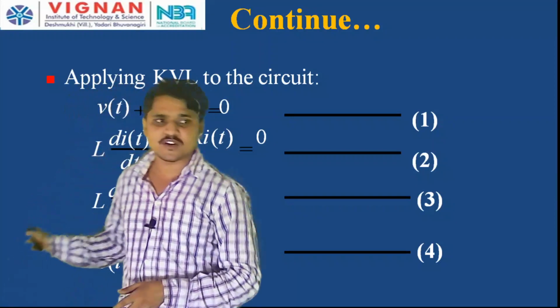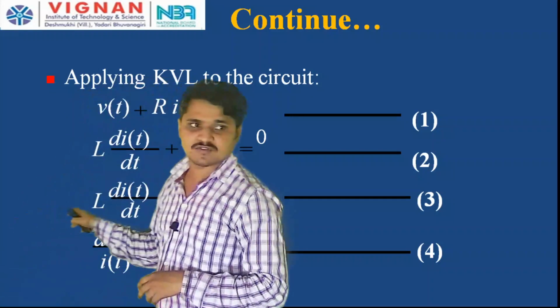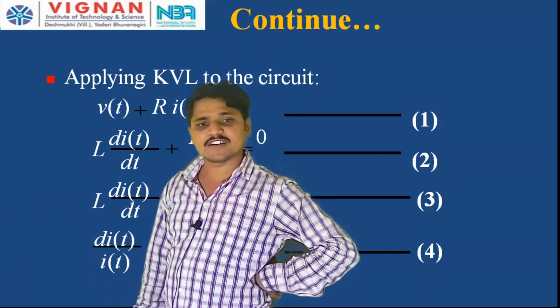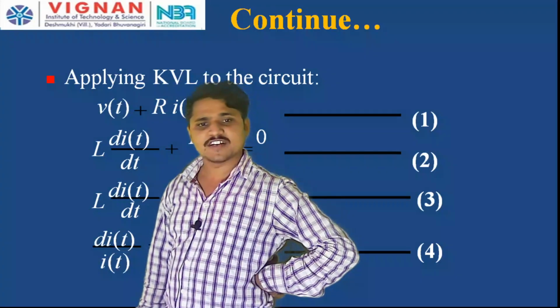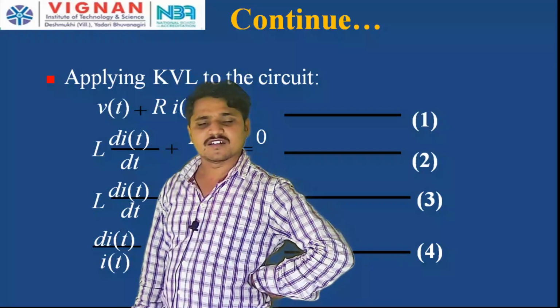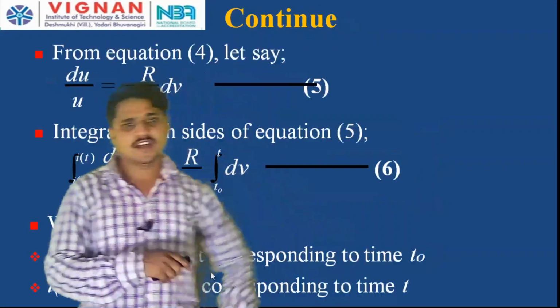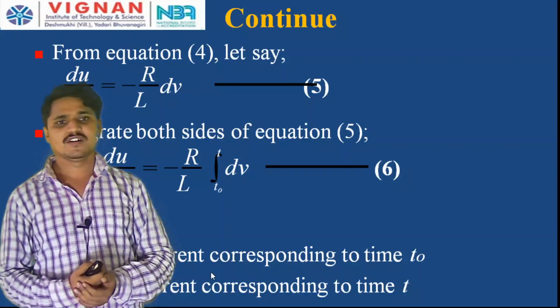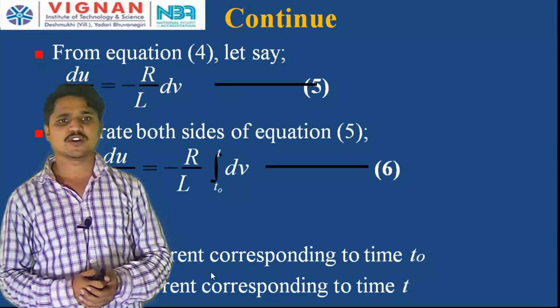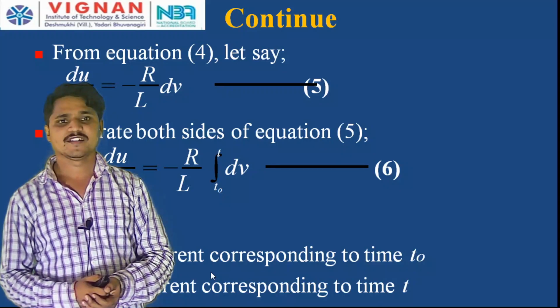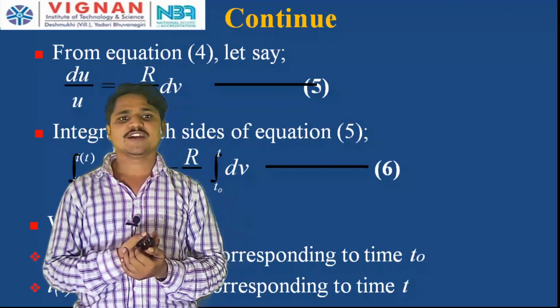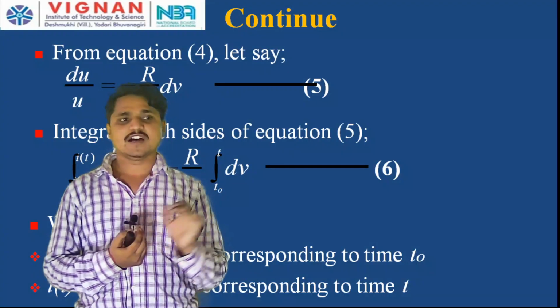Now, I want to find out I of t. So, how will you get it? If you integrate on both sides, differentiation and integration will get cancelled. Therefore, you can easily solve for I of t. So, from the integral formulas, we know that integral of du by u equal to minus R by L into dv. Integrate on both sides of the equation 5.